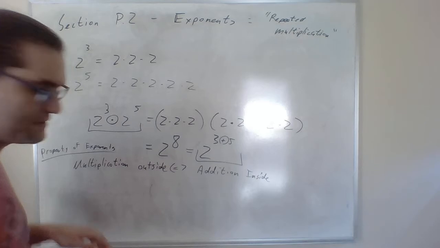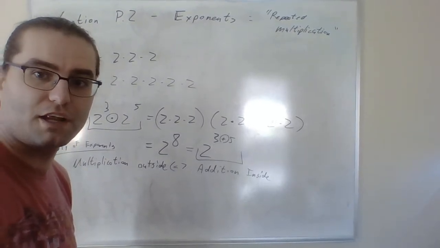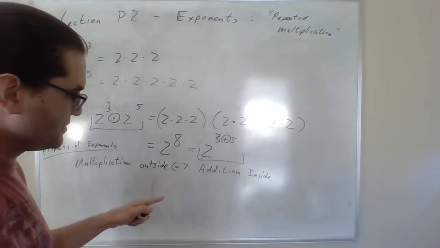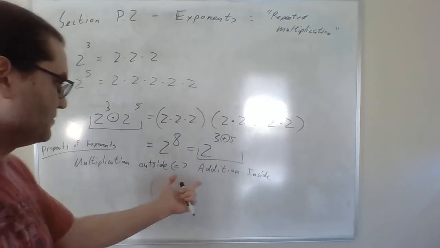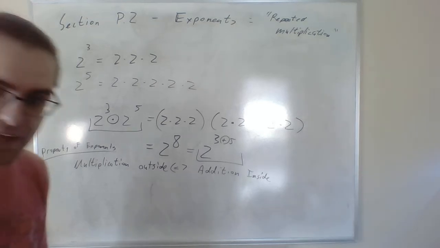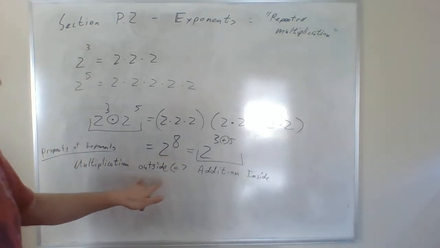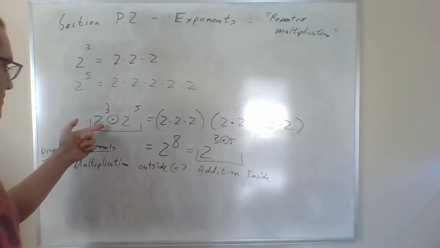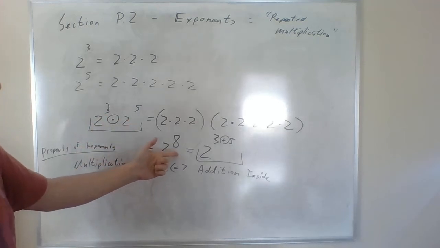There's a couple like this. And if you pass this course and end up in pre-calculus, you'll eventually end up talking about properties of logarithms, and the properties of logarithms are similar, but sort of vaguely inverted. That's why I accidentally said logarithm when I was writing this. So we have this multiplication outside is addition inside business, and that'll help us transform 2 cubed times 2 to the 5th into 2 to the 8th.